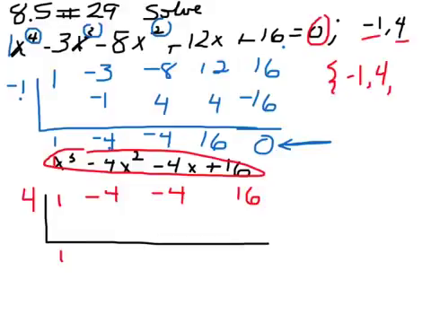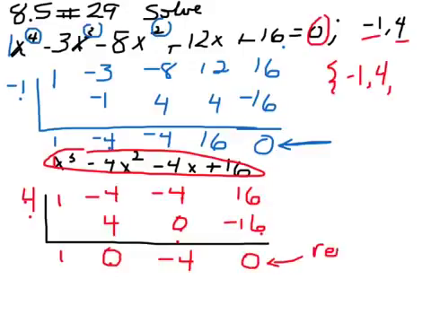So here we go. Drop down our 1. 4 times 1 is 4. -4 and 4 is 0. 0 times 4 is 0. -4 and 0 is -4. -4 times 4 is -16. 16 plus -16 is 0. And again, we knew that's the remainder right there. That means it divided in evenly, which is what it's supposed to do if it's a solution, right? So now what do we have left? Well, we had broken it from an x to the 4th down to an x cubed, and so now what we've got is actually an x squared is our largest term. So that's a 1x squared plus 0x minus 4.